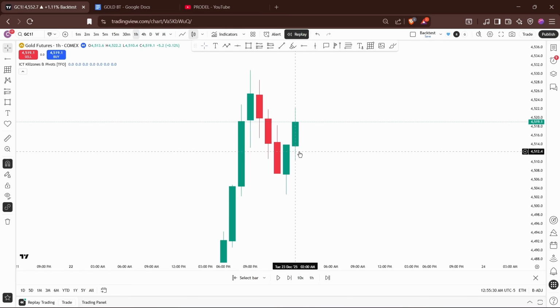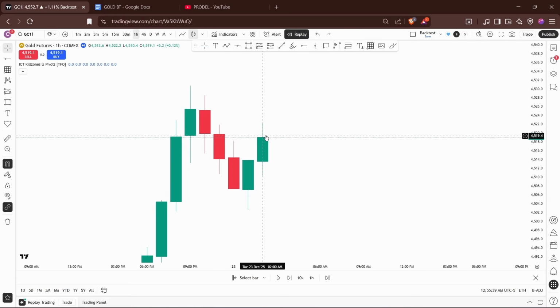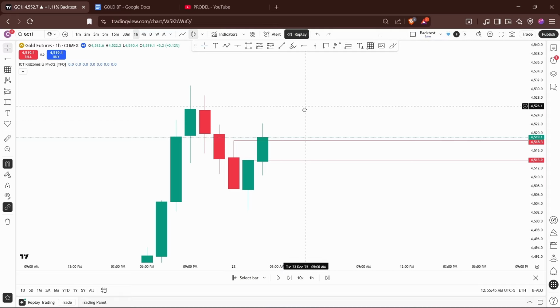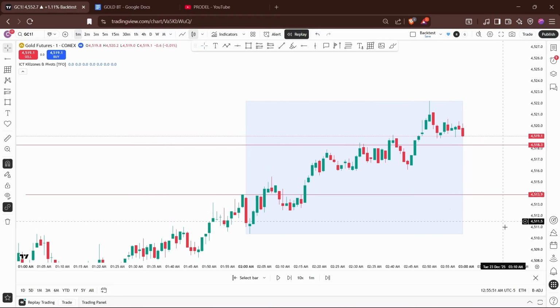This is the 1 AM candle, and this is the 2 AM candle. We can see this 1 AM candle is not breaking any high or low of this candle. So this 2 AM candle is breaking this high, broke this high, and then this high. Let's go to the 1 minute time frame to see the entry.